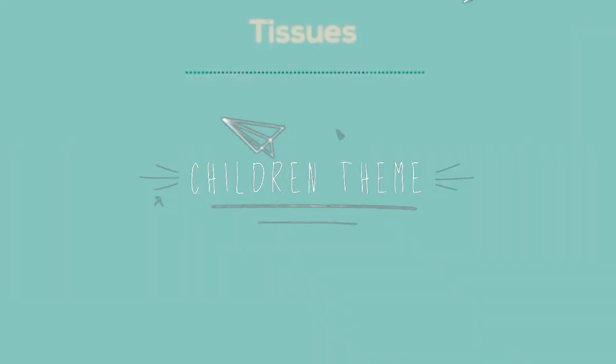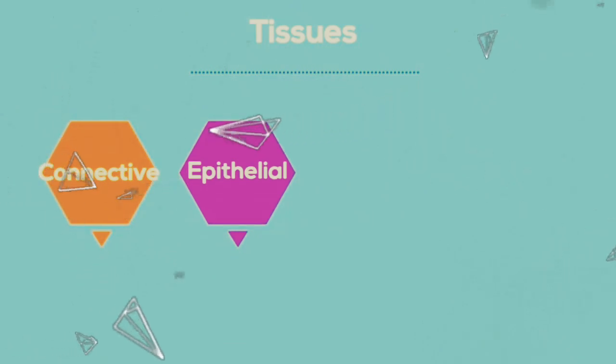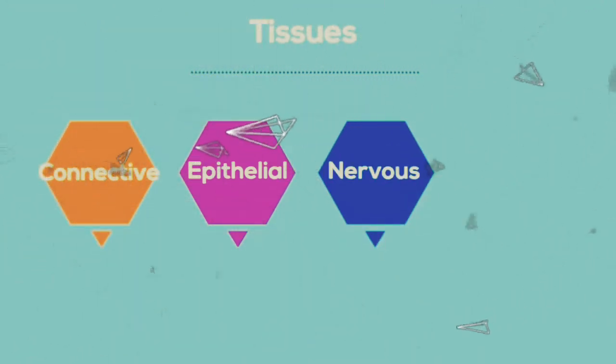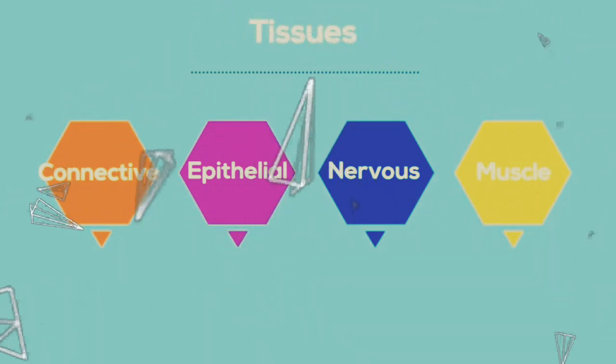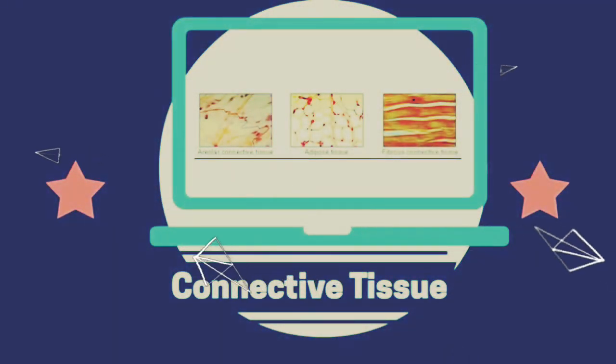4 types of tissues. In this video, we are going to talk about connective tissue, epithelial tissue, nervous tissue, and muscle tissues. So let's get started with connective tissue. Connective tissue is one of the 4 types of tissue found in our body.